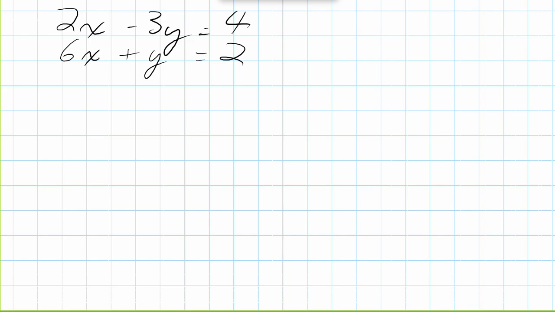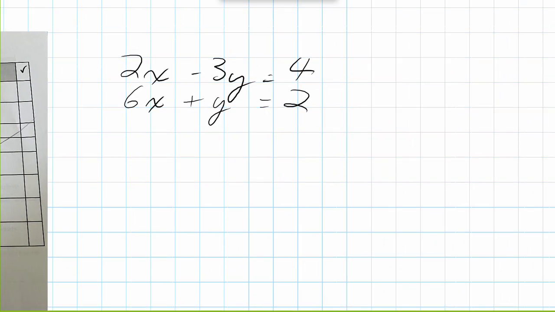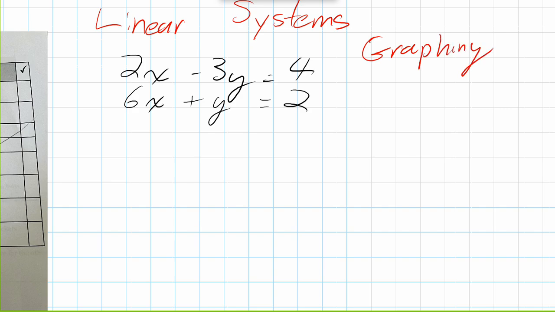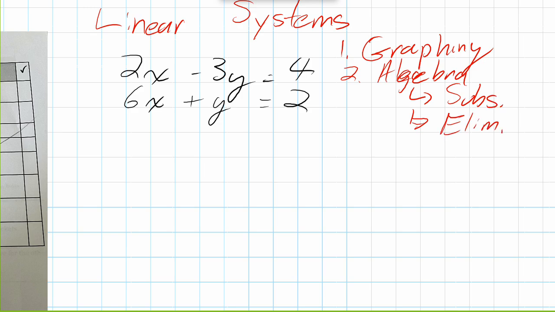Okay. So this is a linear system. We'll call it linear systems. And there's lots of different ways to go about solving linear systems. Technically, we can use graphing as a method. We can use algebra. I never spelled this one. Algebra. And then from within algebra, we have substitution as a method and elimination. Okay? We're going to focus on substitution here.